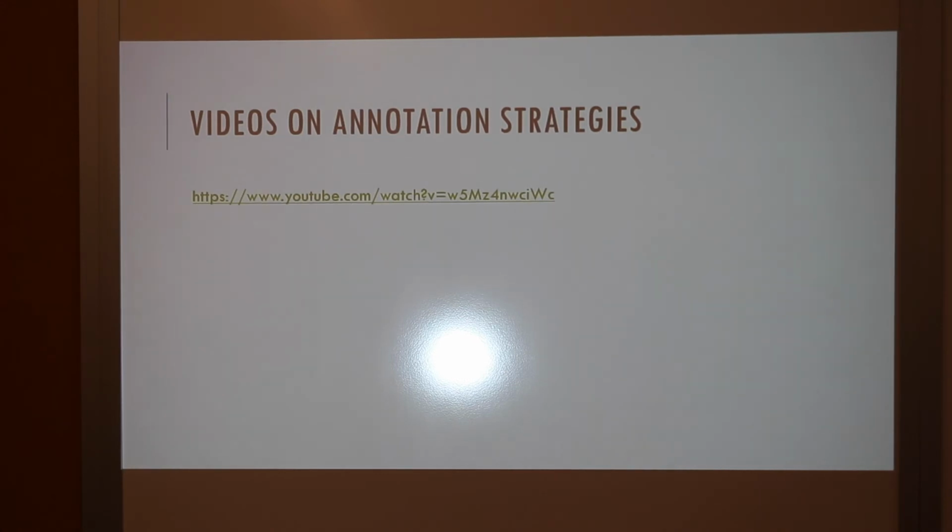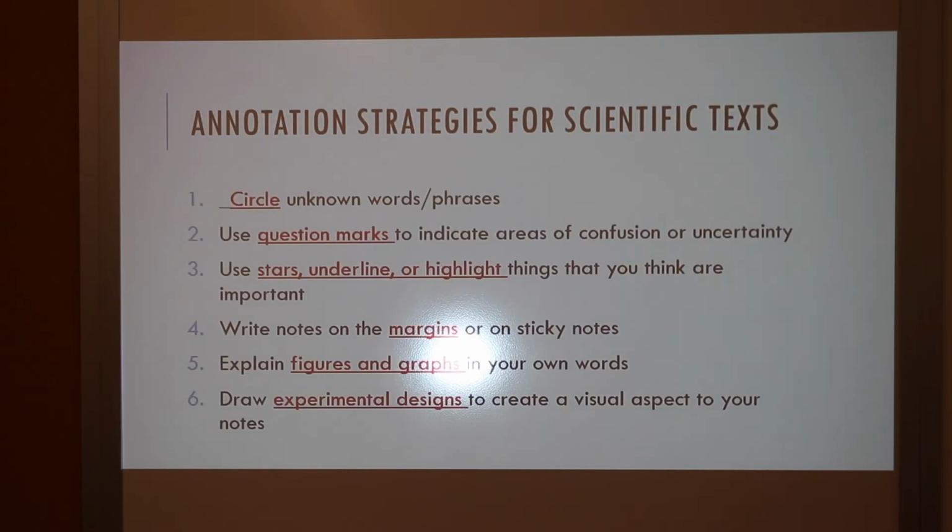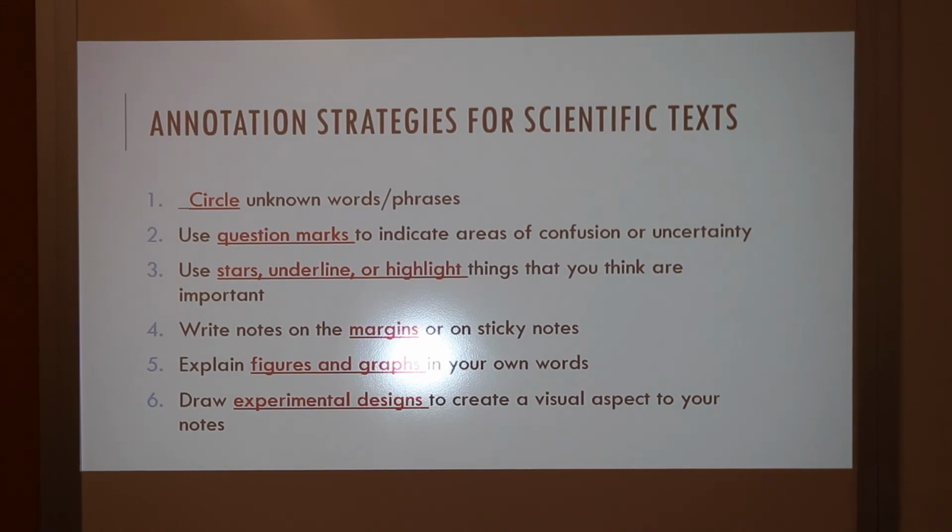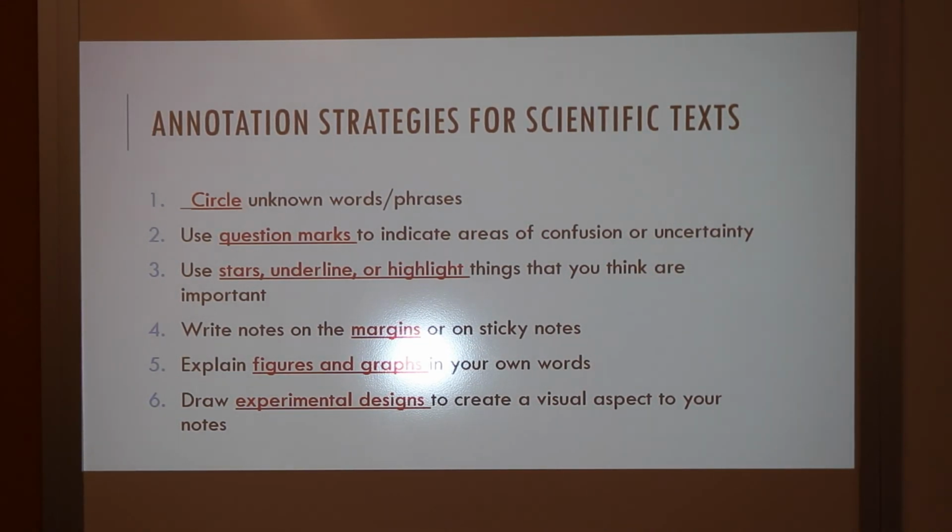In this slide, there is a link to Annotation Strategies. It's approximately 8 minutes long. Please take the time to find this link and watch that. Annotation strategies for scientific text. Circle unknown words and phrases. Use question marks to indicate areas of confusion or uncertainty. Use stars, underline, or highlight things that you think are important. Write notes on the margins or on sticky notes. Explain figures and graphs in your own words. Draw experimental designs to create a visual aspect of your notes.